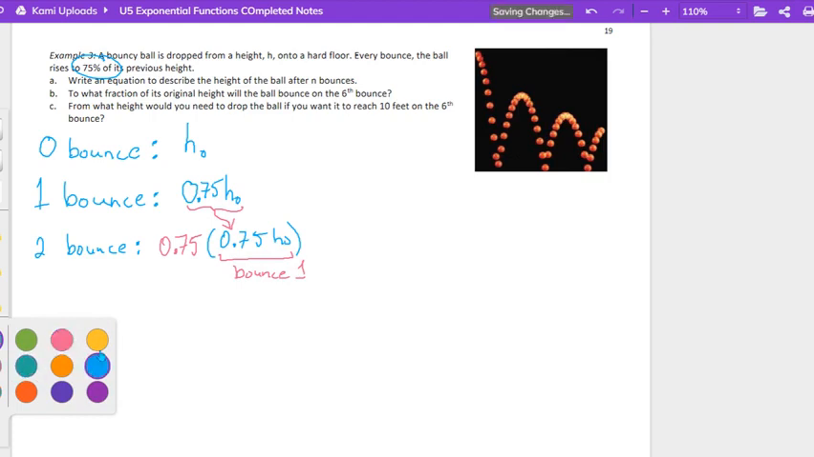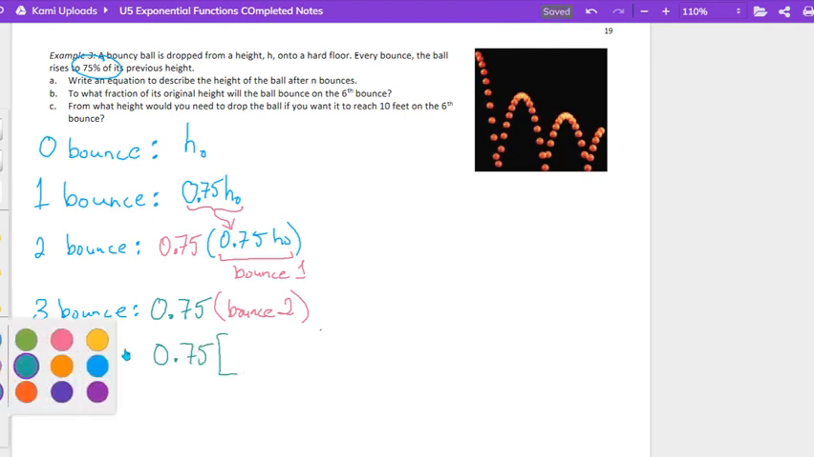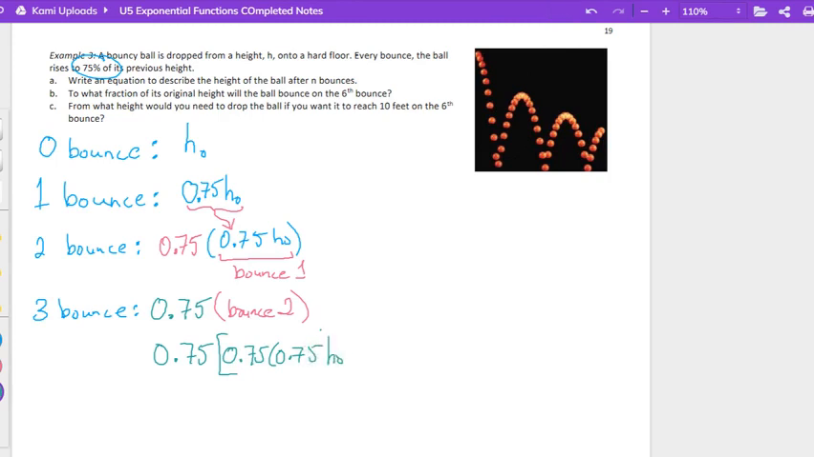So how high will the third bounce go? Well, the third bounce is going to be 0.75 of bounce 2, right? And that's going to be the same thing as 0.75 times 0.75 times 0.75 h naught. Do you see how this gets ugly fast? Can I simplify this?